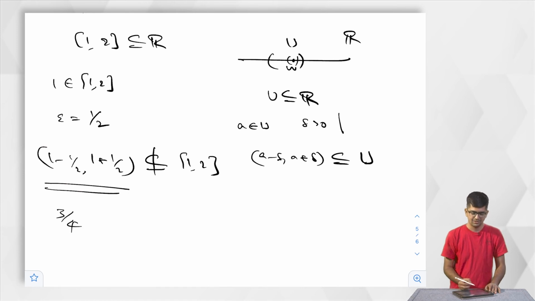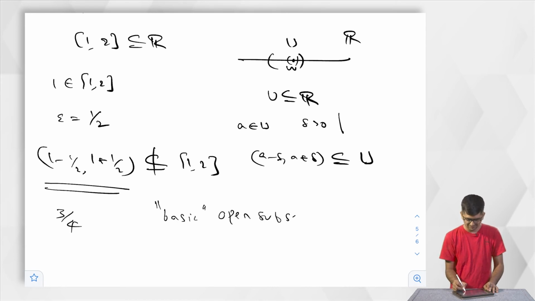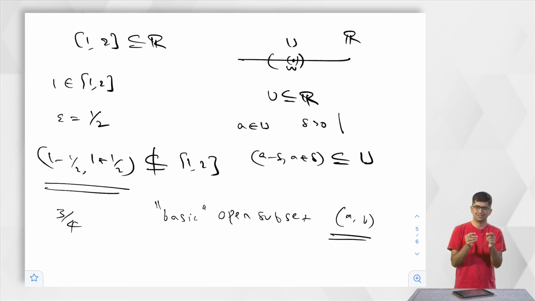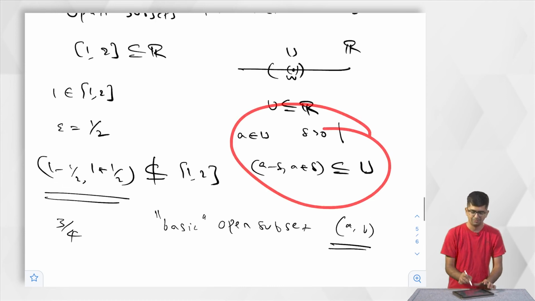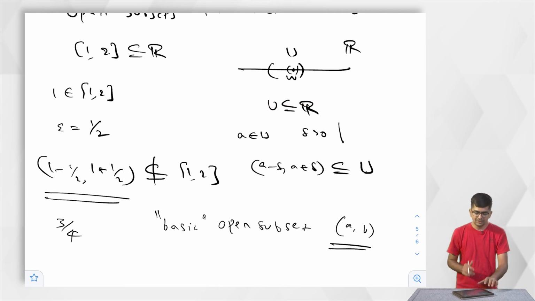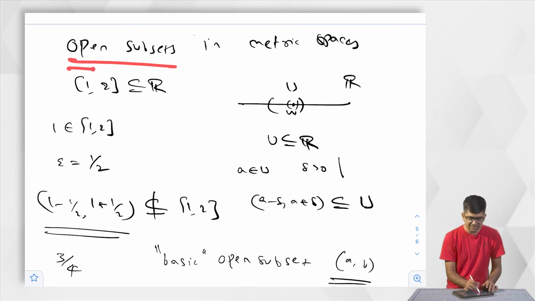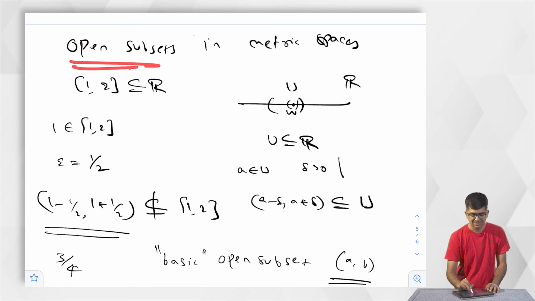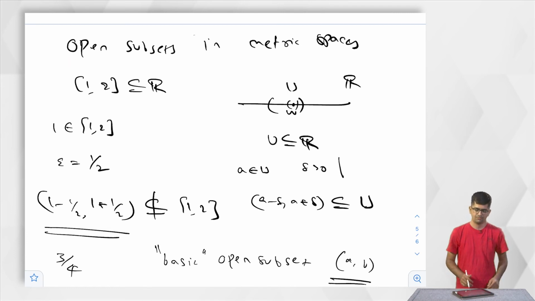So usual open sets are the basic open sets. The basic open set looks like something like this: a comma b, open interval, that's why it is called open, and this definition matches appropriately. So this is the notion of open subsets in R. Now what we are doing is we are trying to generalize this notion of open subsets in R to metric space. So now what do you think we should do?